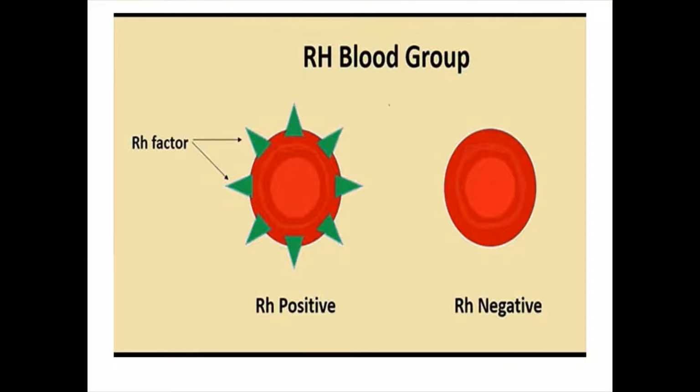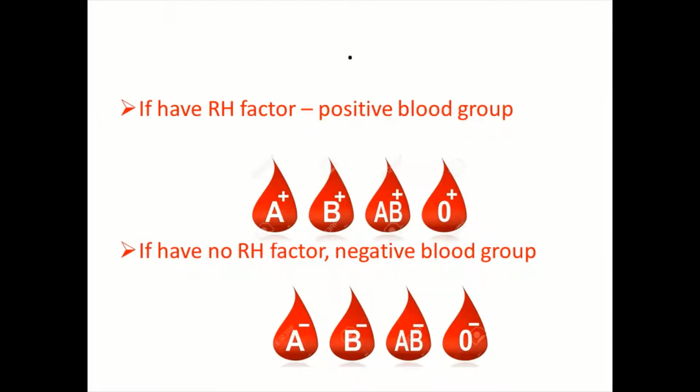Based on this, the ABO blood grouping system is regrouped: those having Rh factor or D antigen are said to be positive blood groups, like A positive, B positive, AB positive, and O positive. But if they have no Rh factor or D antigen, they are grouped as negative blood groups: A negative, B negative, AB negative, or O negative. The next step, we'll see how the offspring of married couples inherit blood group.